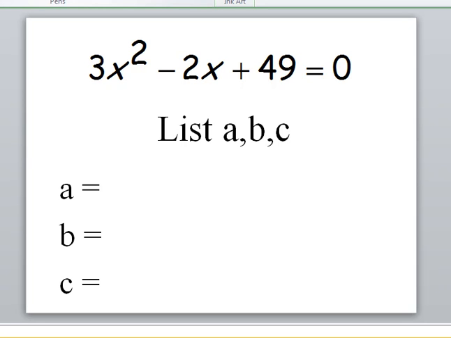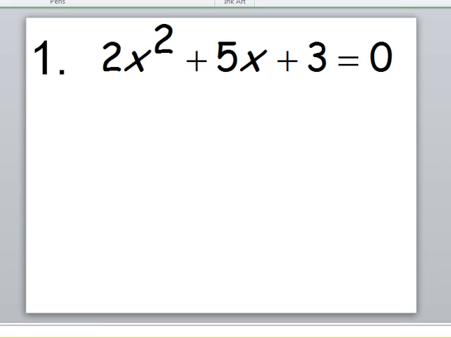Your A is 3. Your B is -2. And your C is 49. That is your A, B, and C. Now that's not all that you're going to be doing when you're solving these problems. It's important to be able to find your A, B, and C. Otherwise, you're going to have a hard time doing the problem to begin with.